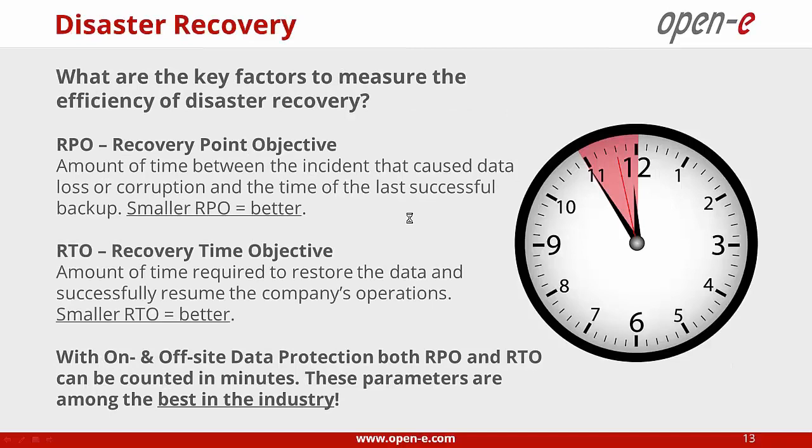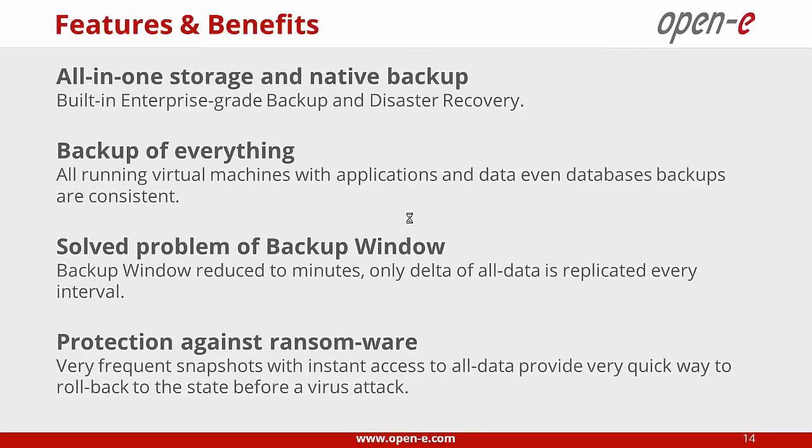So finally, we can say that our backup is a kind of all-in-one storage and native backup, because the storage and backup are kind of the same application. The storage makes snapshots periodically and moves the deltas to another location, to exactly the same kind of volume. We are backing up everything, because here we had a Windows machine with Exchange and user data. Everything running on top of this storage is backed up.